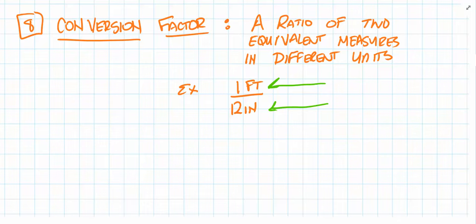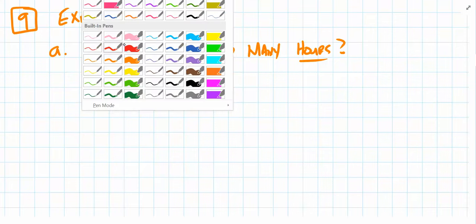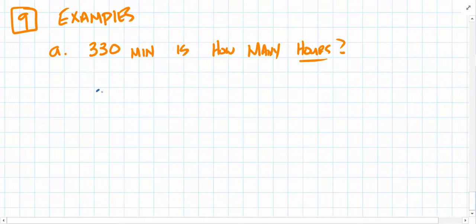All right, so check this out. We have 330 minutes, and we're interested in how many hours that would be. So we're going to use a conversion factor. We're going to start by writing down what we know. We know that we have 330 minutes, and we are trying to figure out how many hours this is. That's what we want to do. 330 minutes is how many hours.